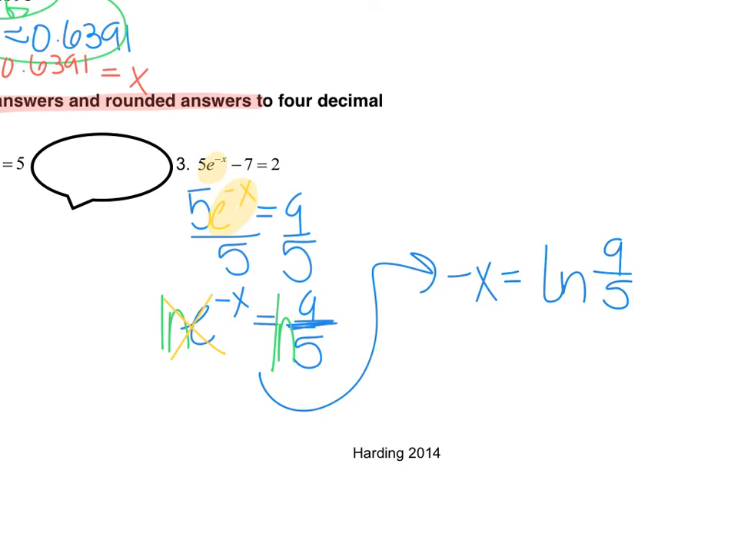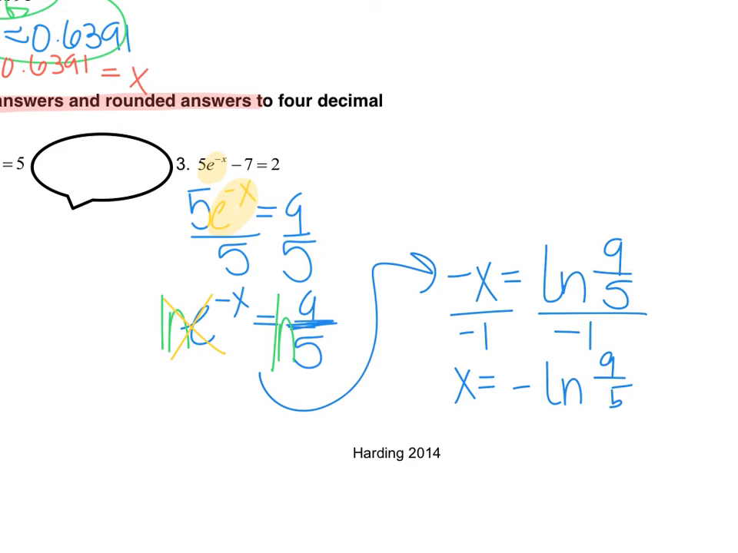Okay. X is still not by itself, so I need to divide by -1. That -1 stays on the outside of the log. If you try to put it on the inside of the log, you get an error, because remember that we can't take the log of a negative or 0 number.